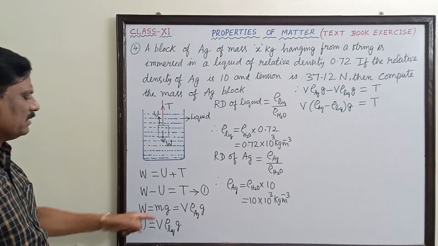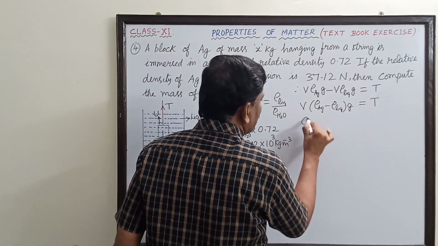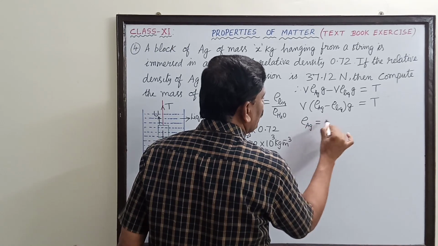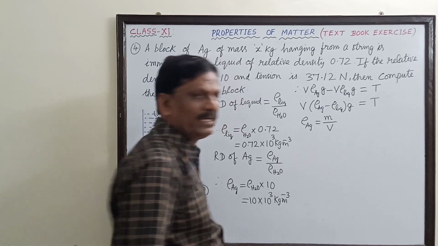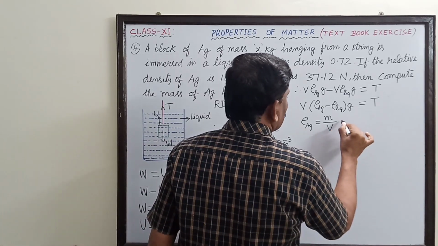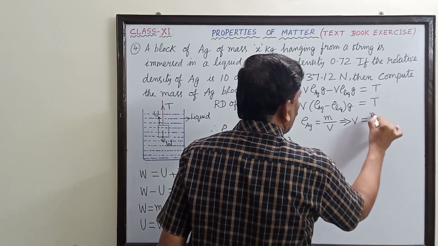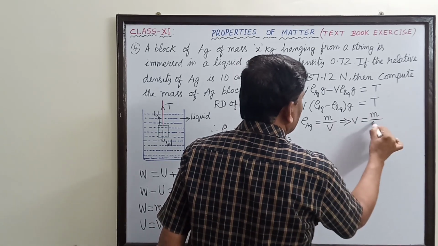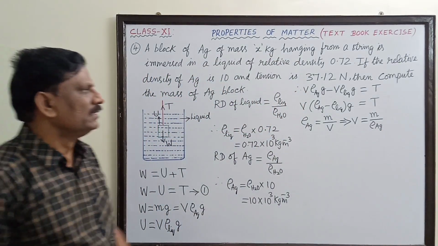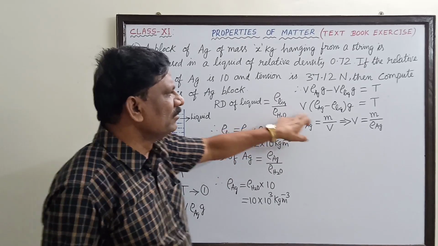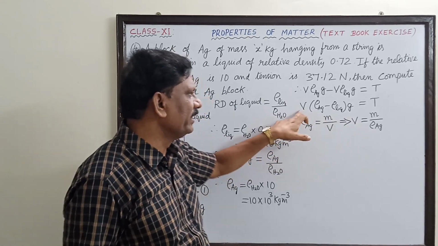Now from this, density of silver is equal to mass of silver divided by volume. This implies volume is equal to mass of silver divided by density of silver. So now instead of this volume, I can substitute mass of silver by density of silver here.